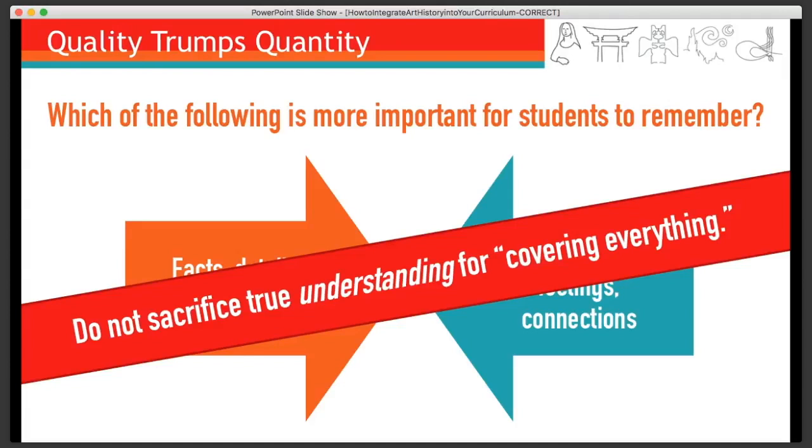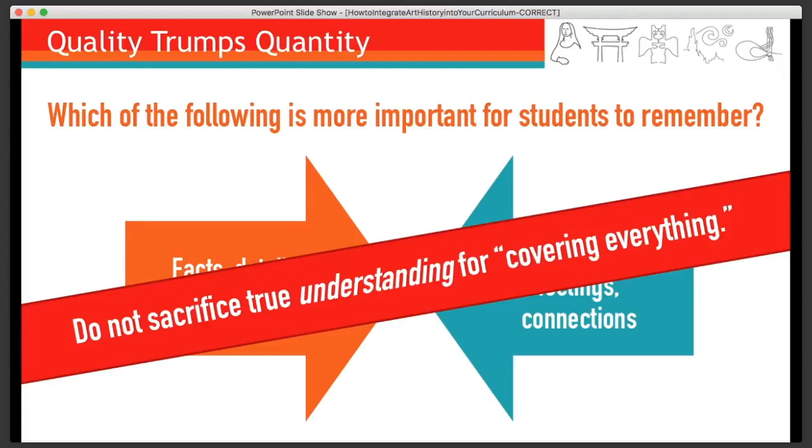We don't want to sacrifice true understanding of the time period and of the art and true connection to the art for covering everything. Because once we try to cover everything, it immediately turns into lecture, because you're just trying to get all of that out of your brain into their brains, and then you completely lose them.